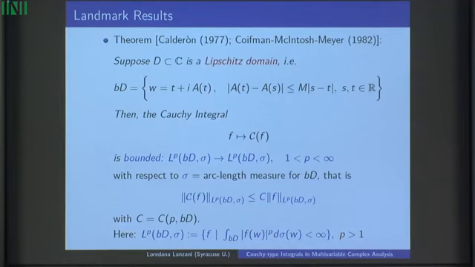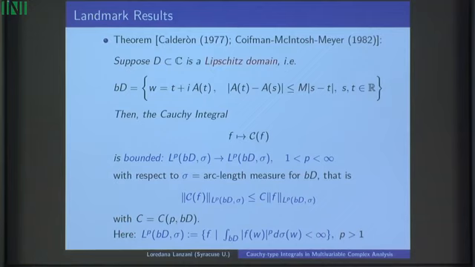So here is the landmark result. And I'm stating it in plural, results, because the full result was obtained in 2 stages by 2 different groups of people. Calderon first, Alberto Calderon, who, by the way, started off as an engineer, in the case when the constant m there is small, and then for arbitrary size m later by Coifman, McIntosh, and Meyer.